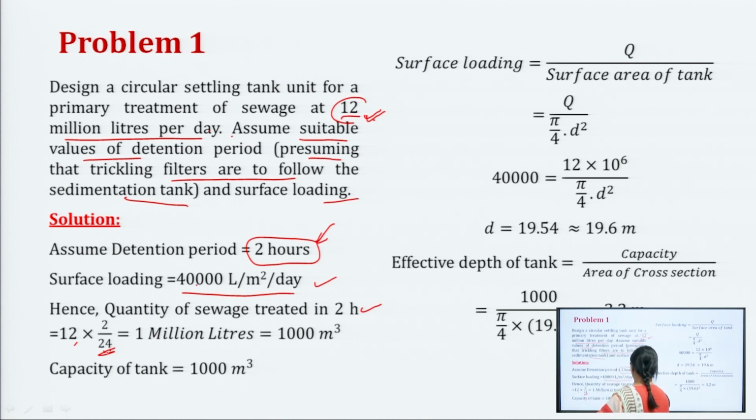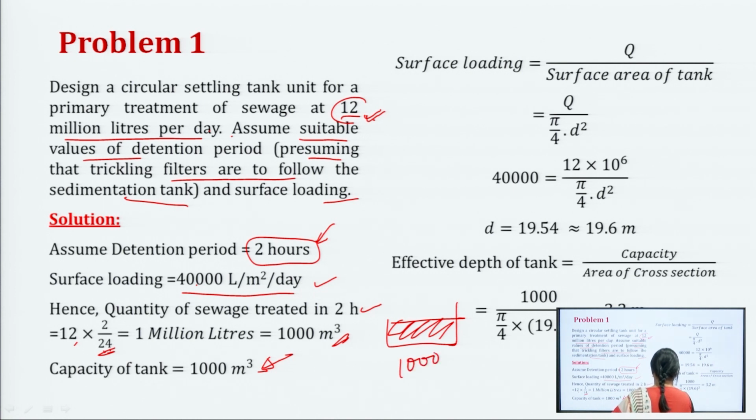So, that means 1000 meter cube, right. The quantity of sewage treated in 2 hours is going to be 1000 cubic meters. That is what it means, that the capacity of the tank should be 1000 meter cube, right. Now, you know your tank is going to be for 1000 meter cube. Others you have to design. Now, what is the surface loading? Surface loading is Q divided by the surface area of the tank.